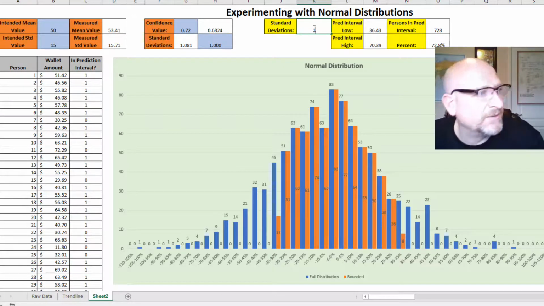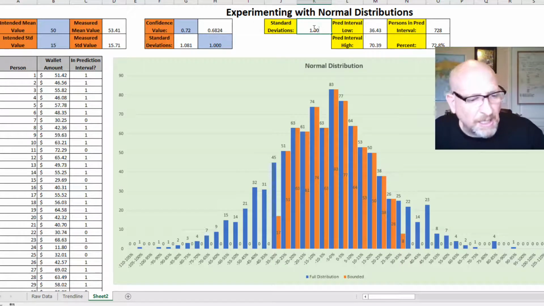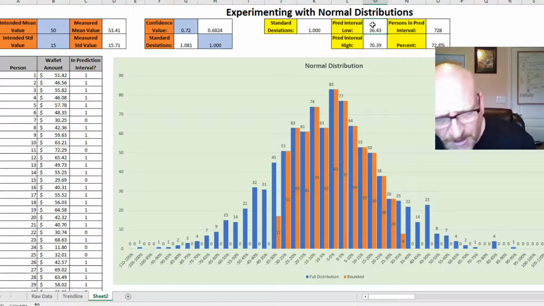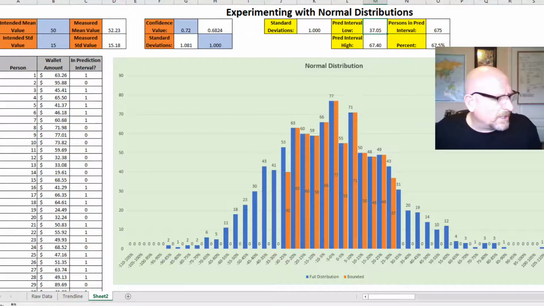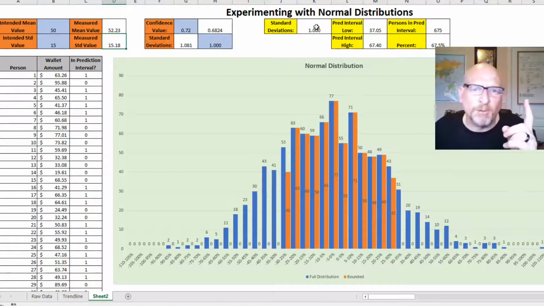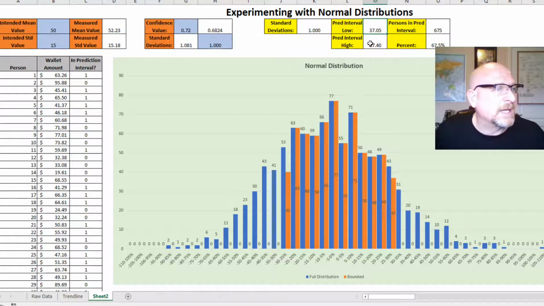All right, so what I'm going to do now is test this whole theory out. If I put 1 standard deviation here and hit F9, it re-randomizes everything. Now my mean is 52, my standard deviation is 15. If I want to measure how many people are within one standard deviation below and above, I put in that 1, and it calculates that below 1 standard deviation would be $37.05.